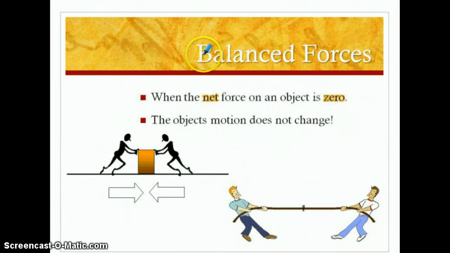Go ahead and highlight balanced forces on this part of the notes. And then on your notes, I don't have it on this slide, but on your notes it says results in no motion. Highlight that entire sentence as well, please.